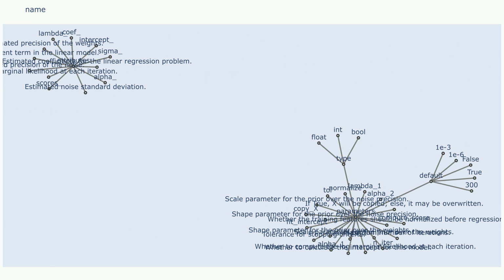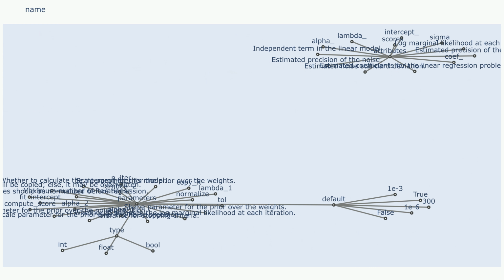Disadvantages. Computational cost. The Bayesian inference process can be computationally more expensive than traditional linear regression. Parameter tuning requires careful parameter tuning to achieve optimal performance.